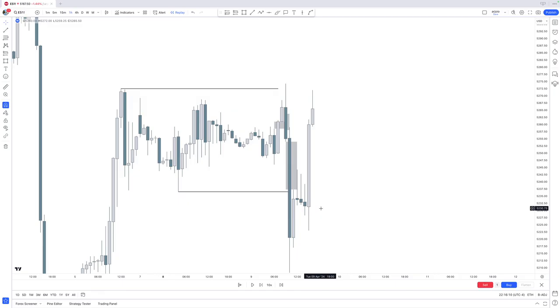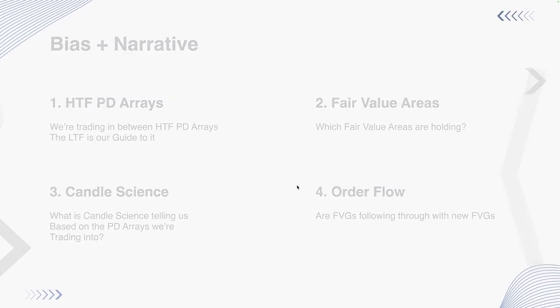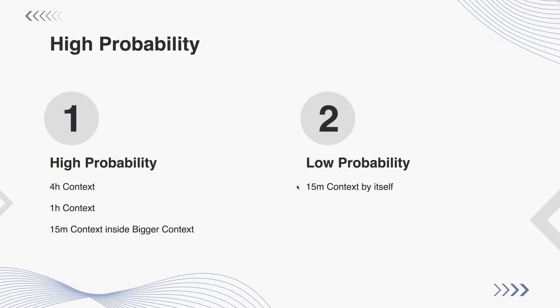And eventually you're going to be able to master a certain instrument as well. Now, what we already discussed right here is again high probability. So the first thing, a high probability right there is 4 hour context, 1 hour context, 50 minutes, and again, I would argue 5 minute context inside bigger contexts are also high probability. Low probability, if you're just starting out, it's more so about experience as well.